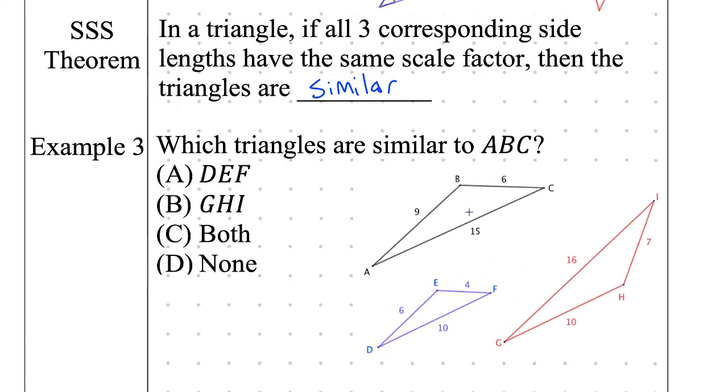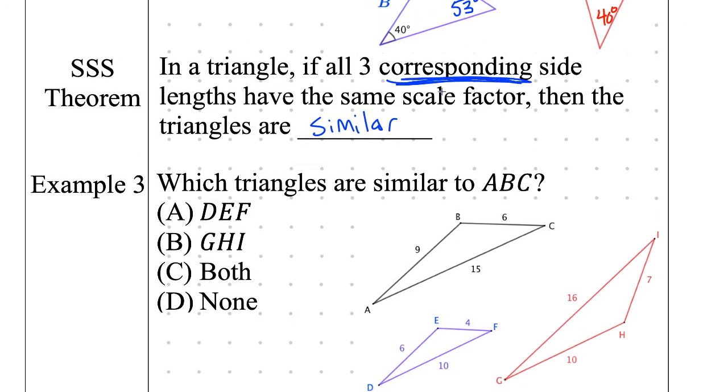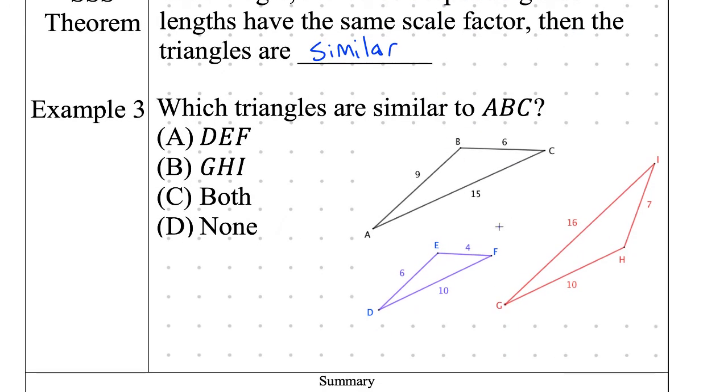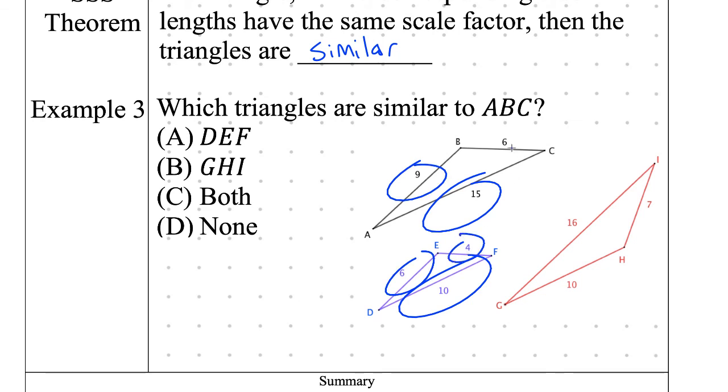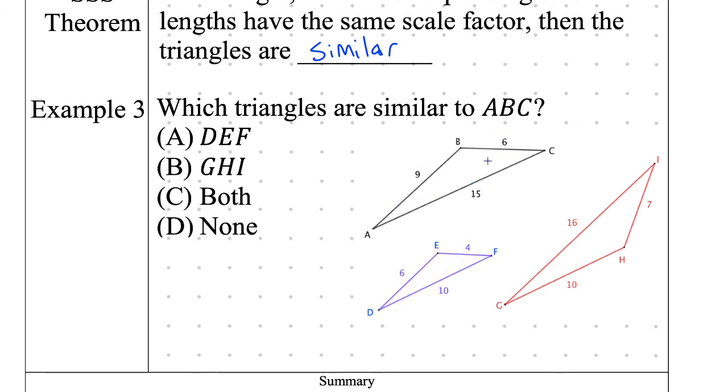All right, and you have to do corresponding side lengths, which means you have to match the big with the big. It would be really silly for me to go like, that side length to that side length. Well, no, that's the longest one, that's the shortest one. You always go corresponding. Longest to longest, medium to medium, small to small. Those are the way that you set up your fractions.